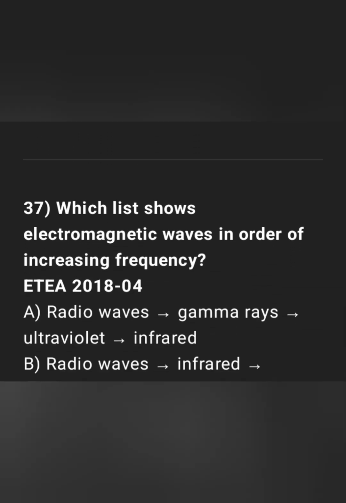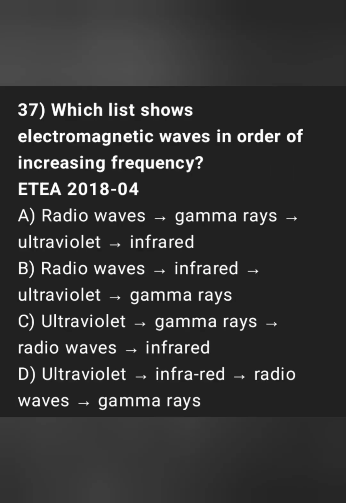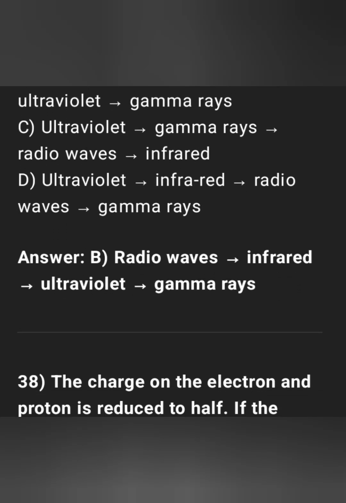37. Which list shows electromagnetic waves in order of increasing frequency? ETEA 2018 Med. A. Radio waves, gamma rays, ultraviolet, infrared. B. Radio waves, infrared, ultraviolet, gamma rays. C. Ultraviolet, gamma rays, radio waves, infrared. D. Ultraviolet, infrared, radio waves, gamma rays. Answer: B. Radio waves, infrared, ultraviolet, gamma rays.